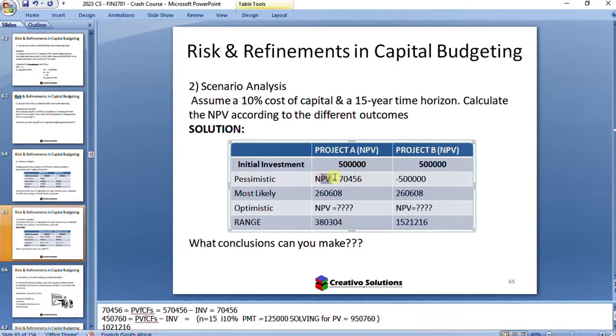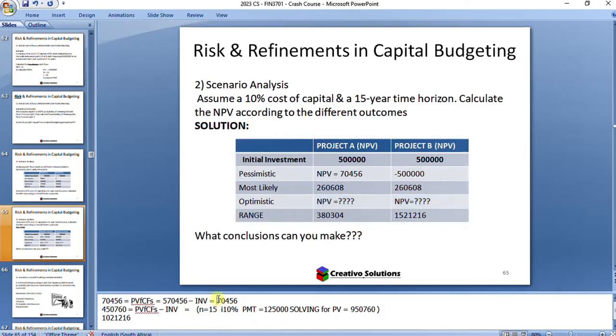There's the NPV with pessimistic. Pessimistic, even for A, even though I'm only getting a small amount of money, the NPV is still positive. Most likely, NPV is positive. For project B, it gave no cash flow. It was 0. Then it was positive. It's possible to calculate optimistic as well. If you do the calculation, just to share those answers with you, there's the NPV.